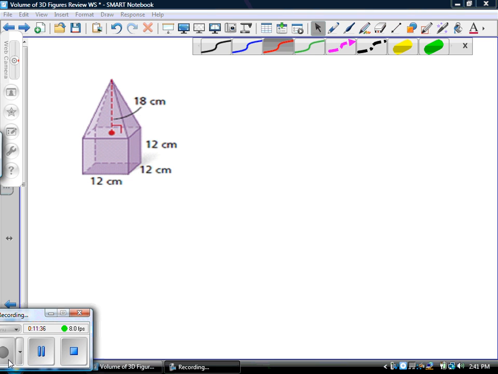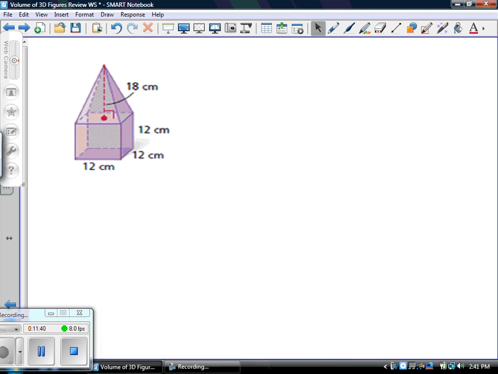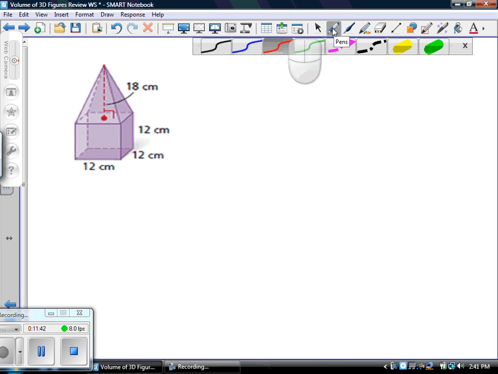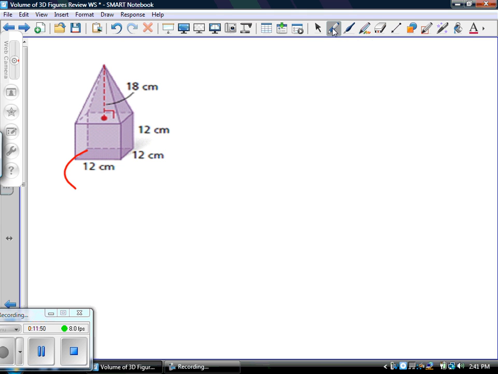So when we notice that, we can get the cube's volume using your same rectangular prism formula, length times width times height. So for the cube, 12 times 12 times 12. You could also write this as 12 to the third power. And in that case, the volume is 1,728. And that's centimeters cubed.